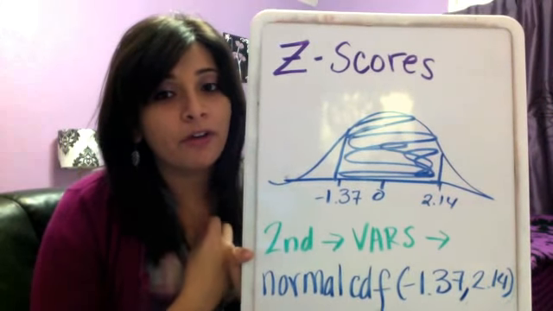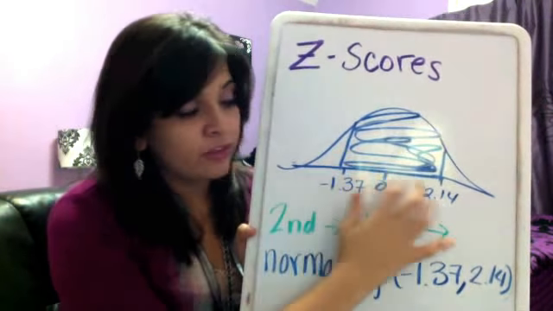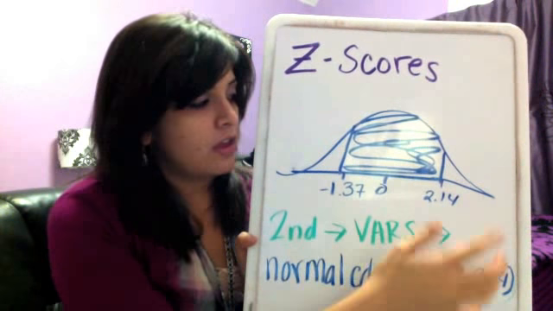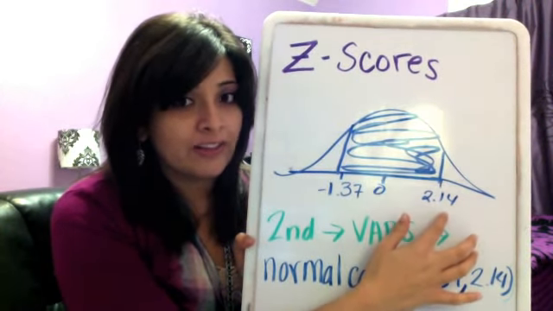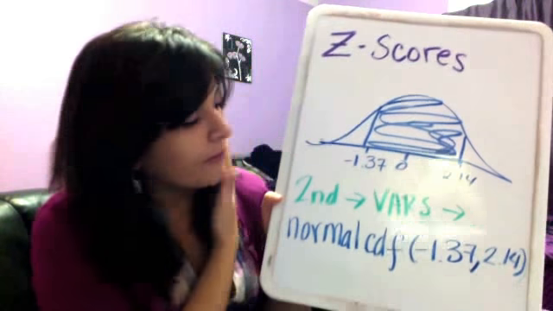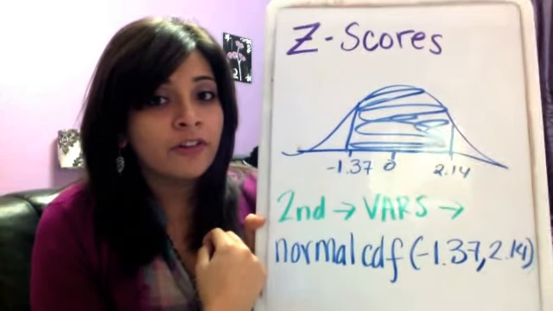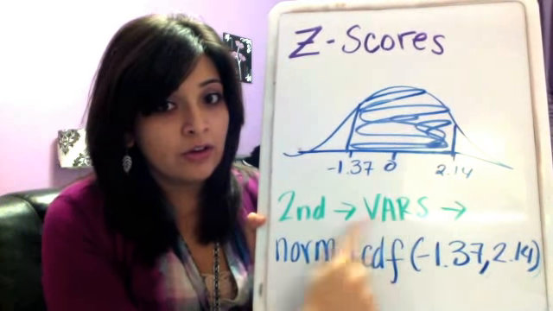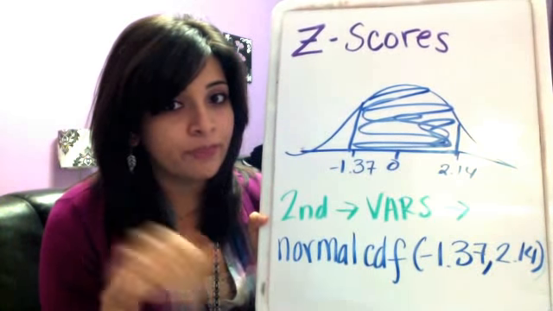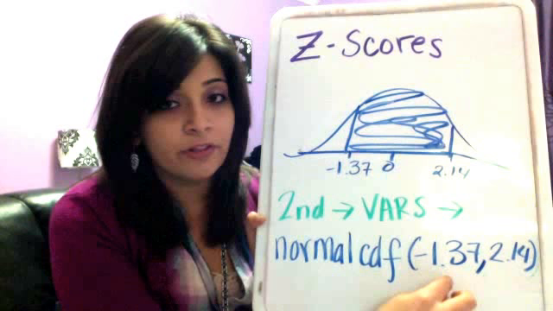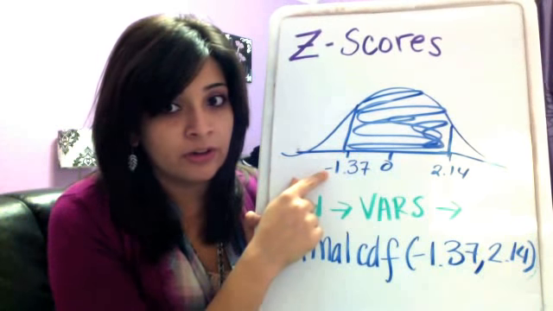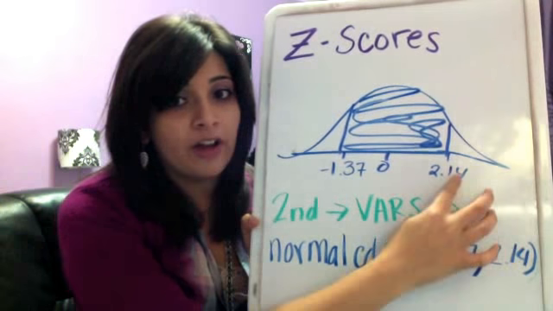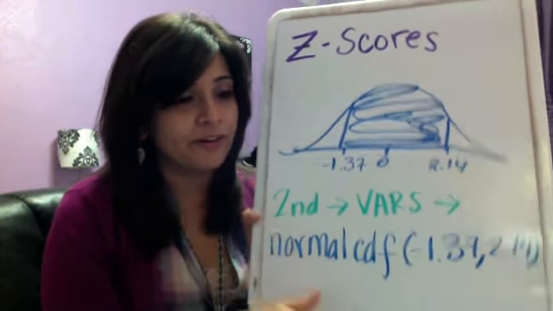Okay, so now we want to know the area between two z-scores. We have a z-score of negative 1.37 here, and then positive 2.14, right? So first, you're going to do the same thing like we did last time. We're going to go second, vars, normal CDF, which is number 2, and then you're going to put negative 1.37, which is your lowest z-score, and then comma 2.14, which is your highest z-score, and press enter.